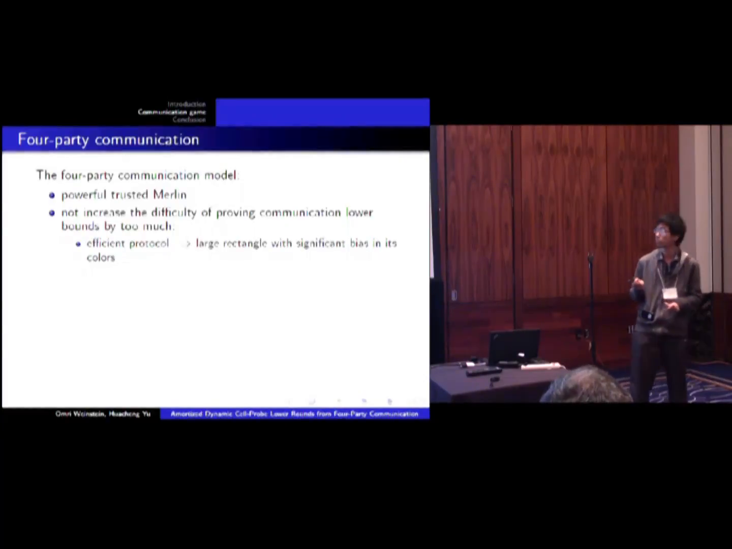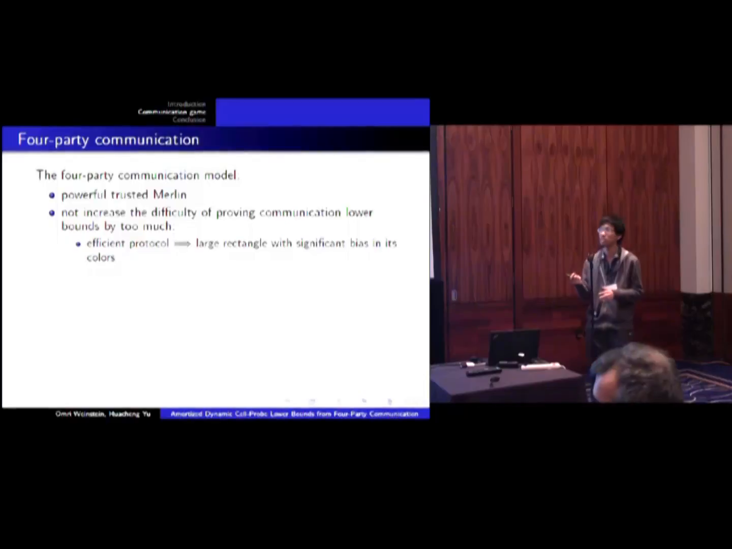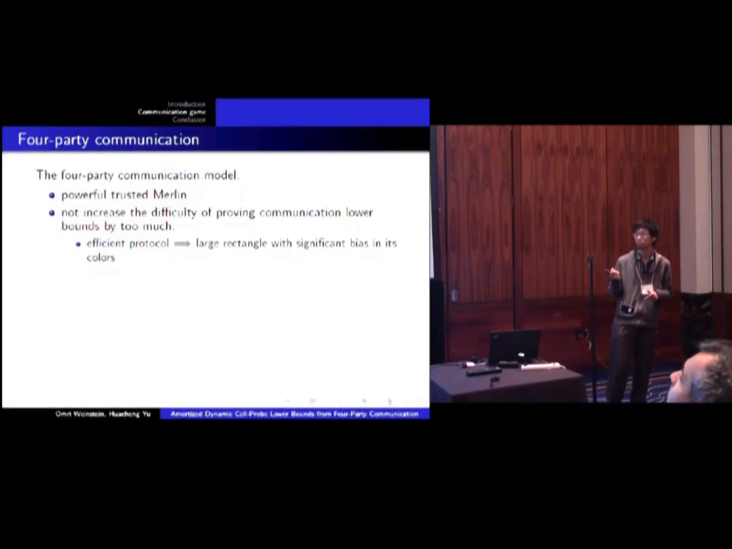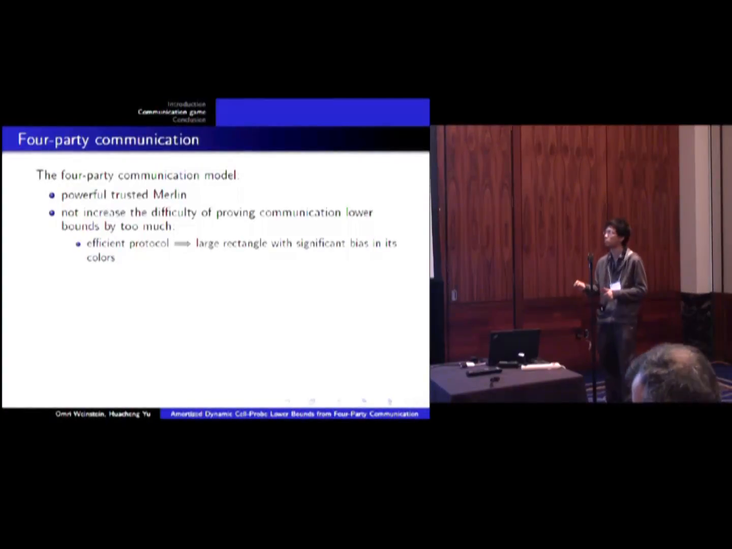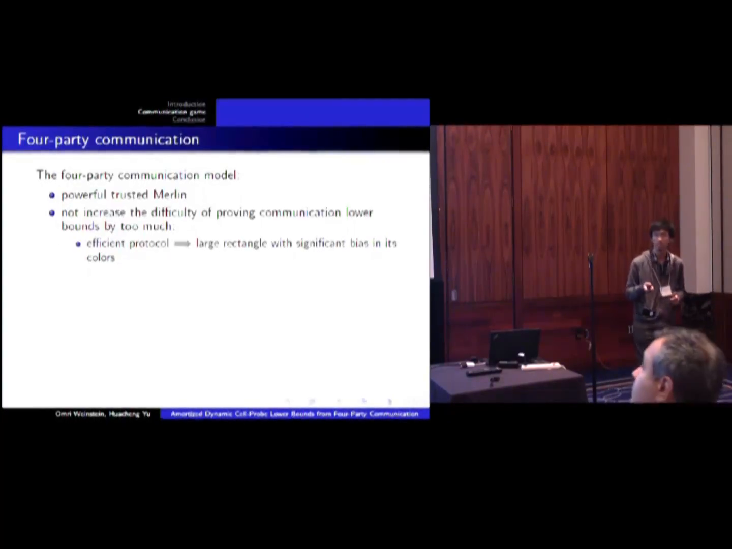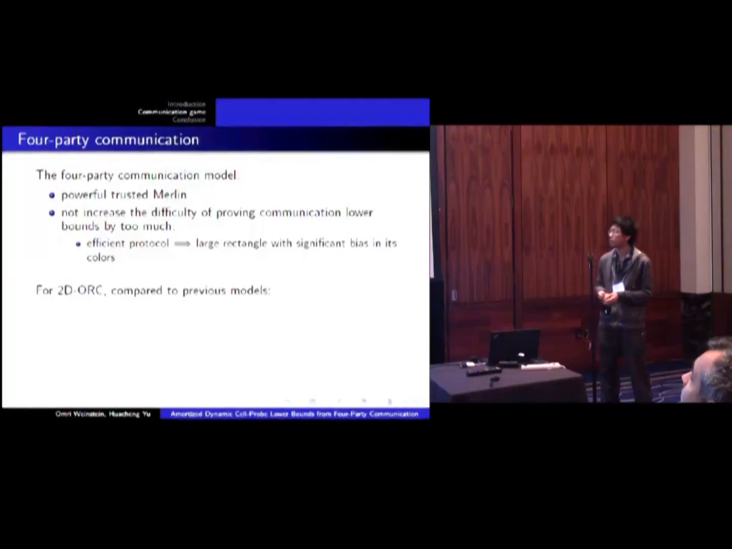And in this case, for this model, we actually prove that if there's an efficient protocol, then there's a large rectangle in which there's one color that appears more often than expected. So there's a large rectangle with significant bias in its colors.